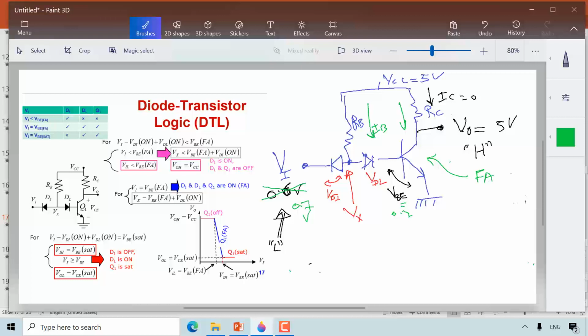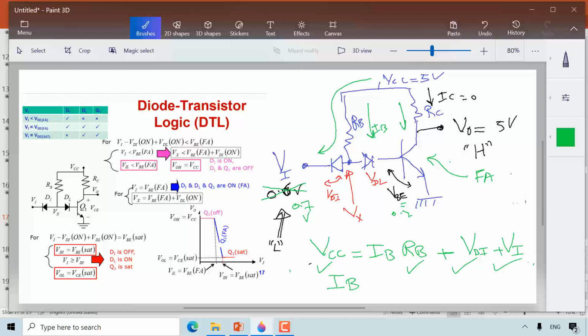I can run the Kirchhoff voltage law through this here, so I can see VCC equals IB RB plus the voltage through this diode, which is VD, plus the V input, right? This is known, this is known, this is known, and this is known. Now I can solve for IB.